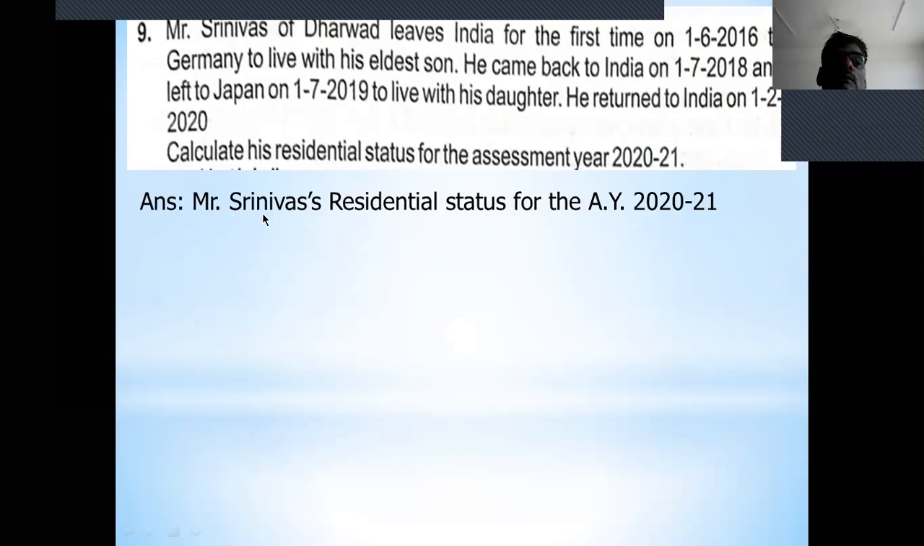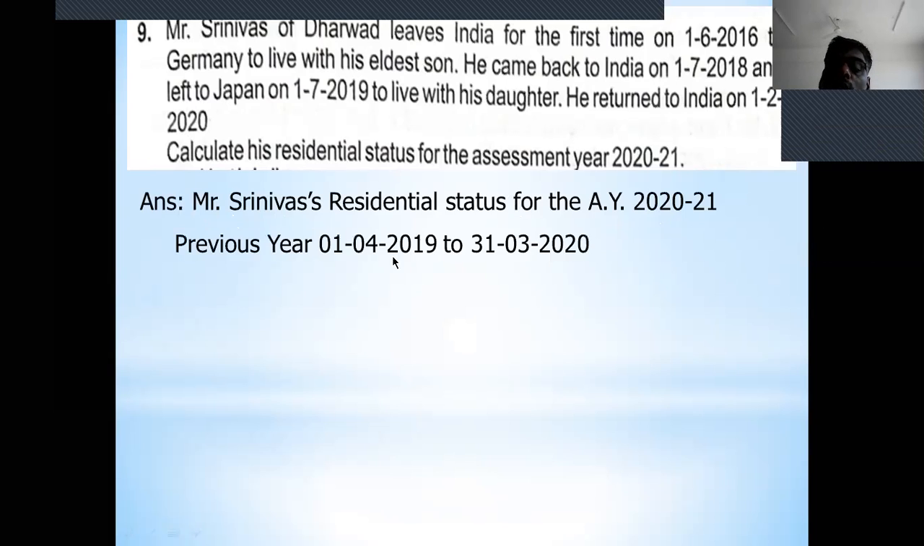You see here, Mr. Srinivas's residential status for assessment year 2020-21. This is the assessment year. You have to calculate regarding 19-20, that is the previous year, 1/4/2019 to 31st March 2020. In this period, how many days is Mr. Srinivas in India? He is in India from 1/4/2019 to 1/7/2019, and the second period is 1/2/2020 to 31st March 2020.